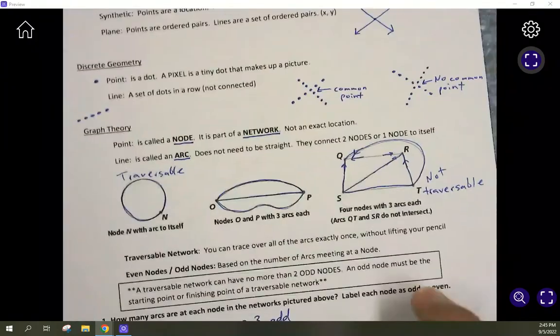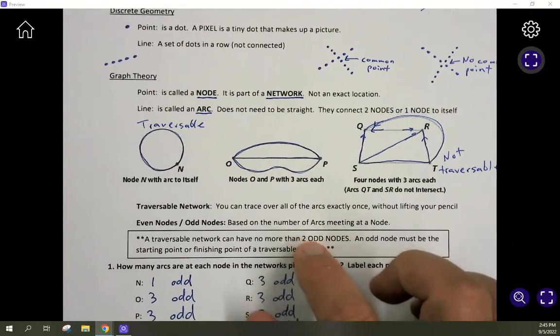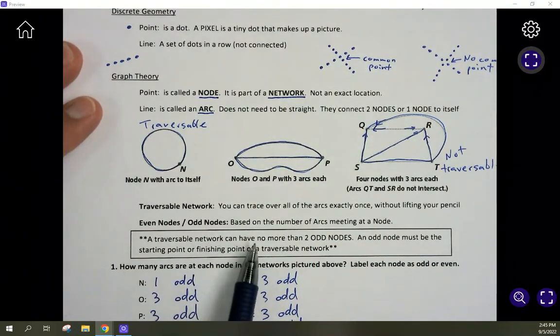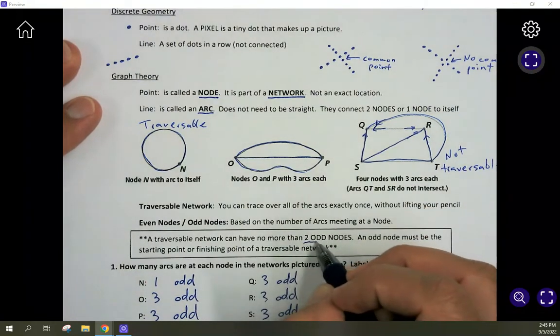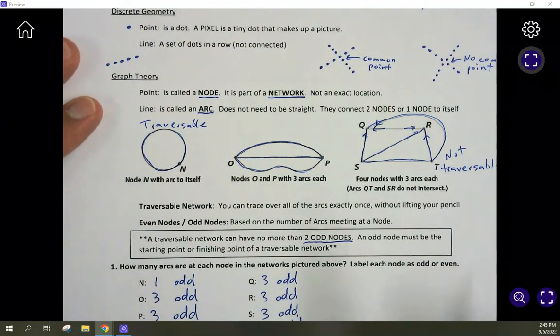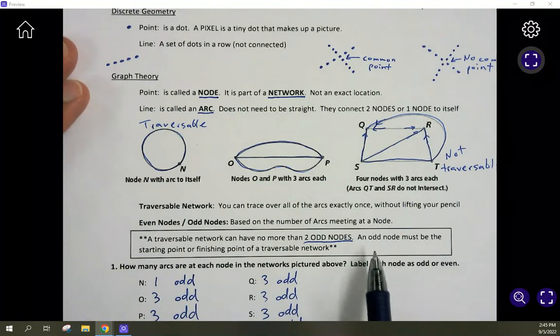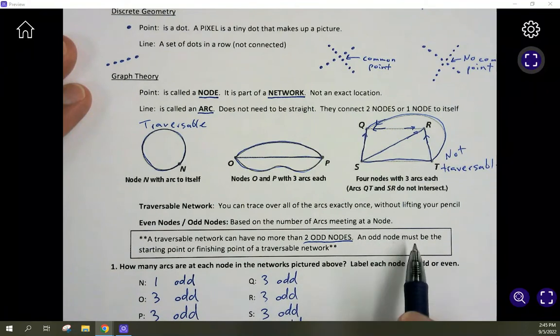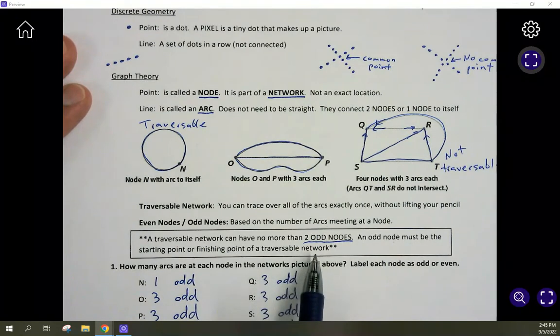And so if we go back now to the front, here's the key that we're going to talk about. A traversable network can have no more than 2 odd nodes. So it can have 1 odd node, it can have 2 odd nodes. But if it has more than 2 odd nodes, it's not going to be traversable. And here's why. An odd node must be the starting point or finishing point of a traversable network. Let's read that again. An odd node must be the starting point or the finishing point of a traversable network.